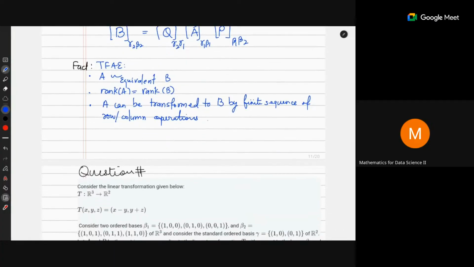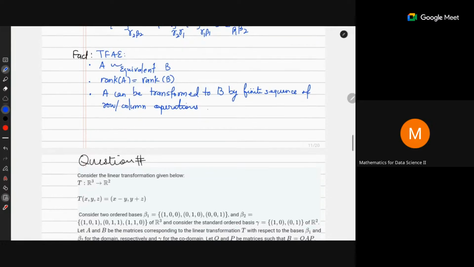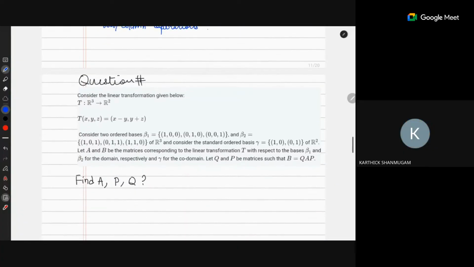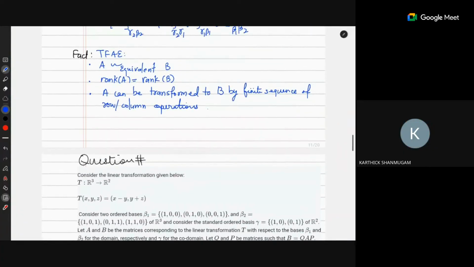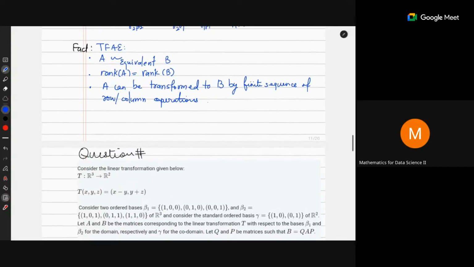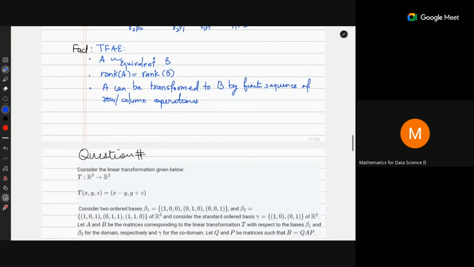So either prove that they have the same rank. Dimensions are also the same, right? Yeah, that's what I said. Rank is the same. So A is equivalent to B when the rank of both the matrices are the same, and there is no exception to it. So it is enough to prove that they have the same rank. Could you scroll above a little bit?